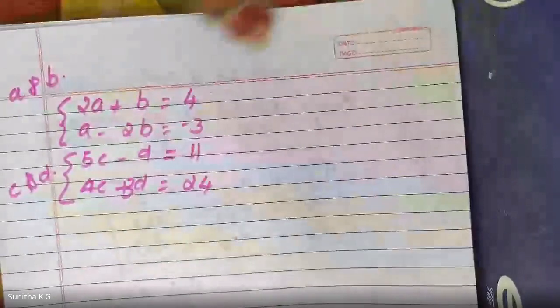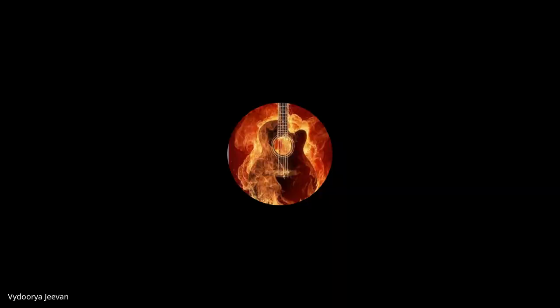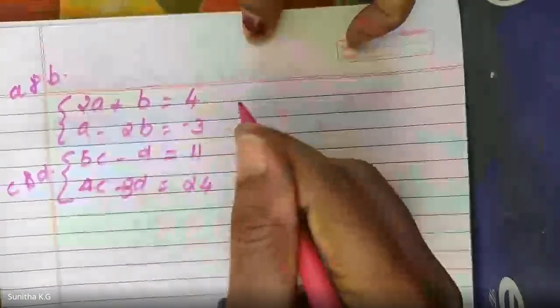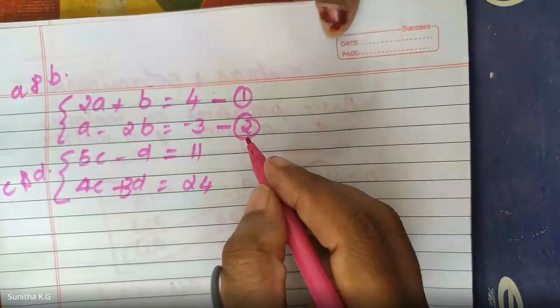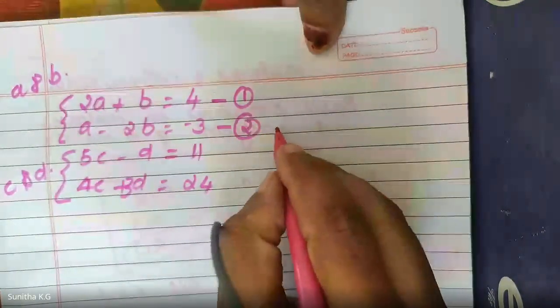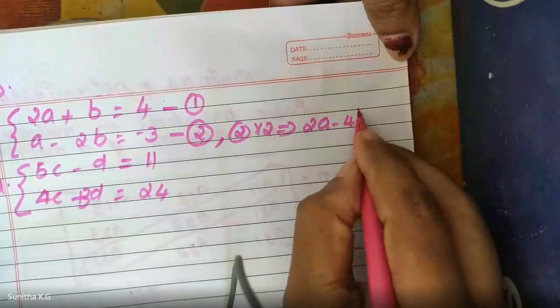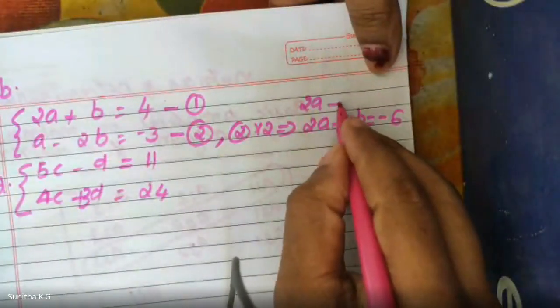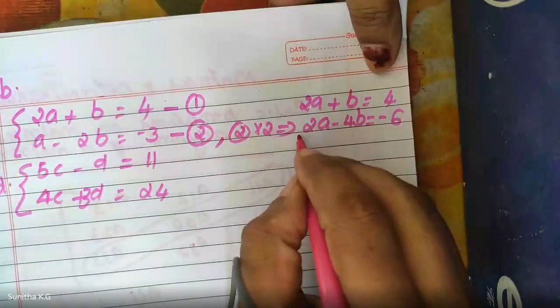We have to make the coefficient of one variable the same. We can take the first equation as equation 1, and the second one as equation number 2. Then we can multiply equation 2 by 2. Then what do you get? 2A minus 4B equal to minus 6. What is our first equation actually? 2A plus B equal to 4.